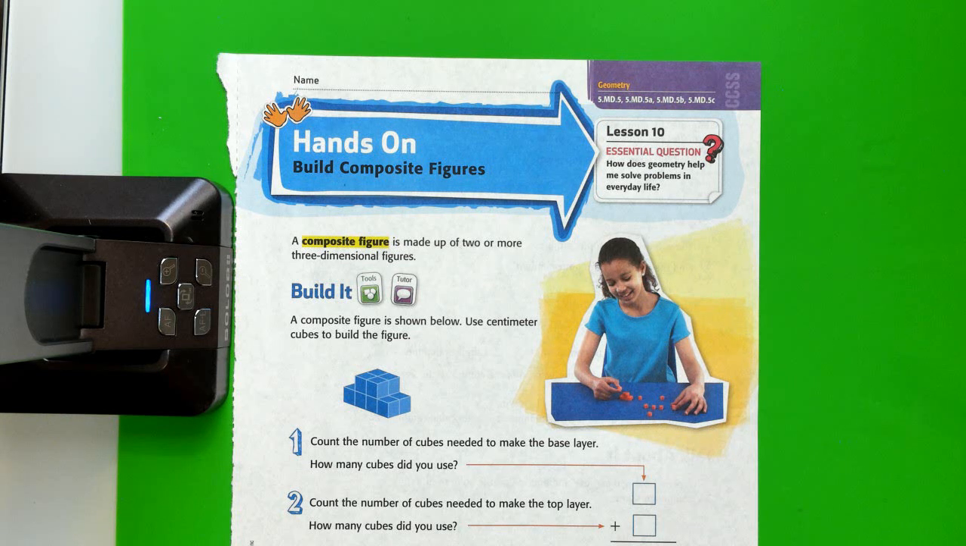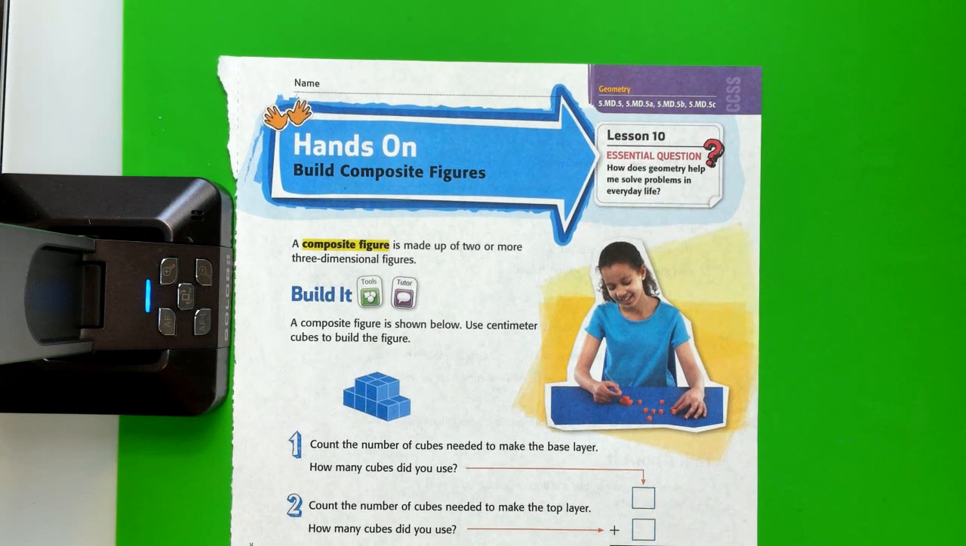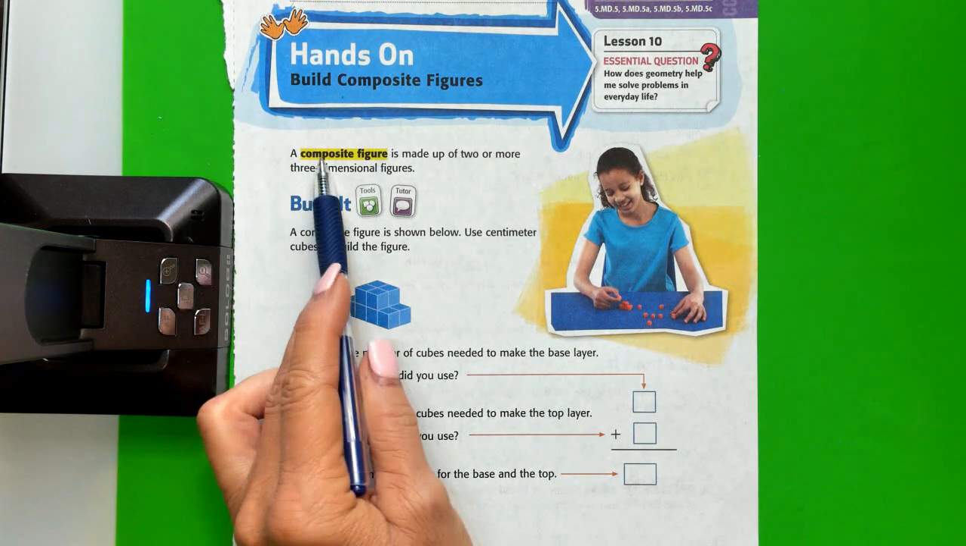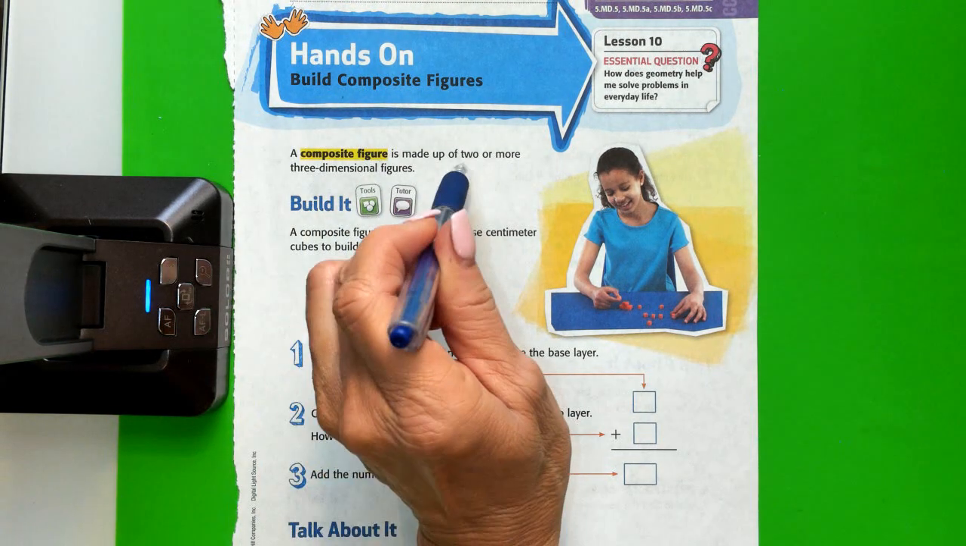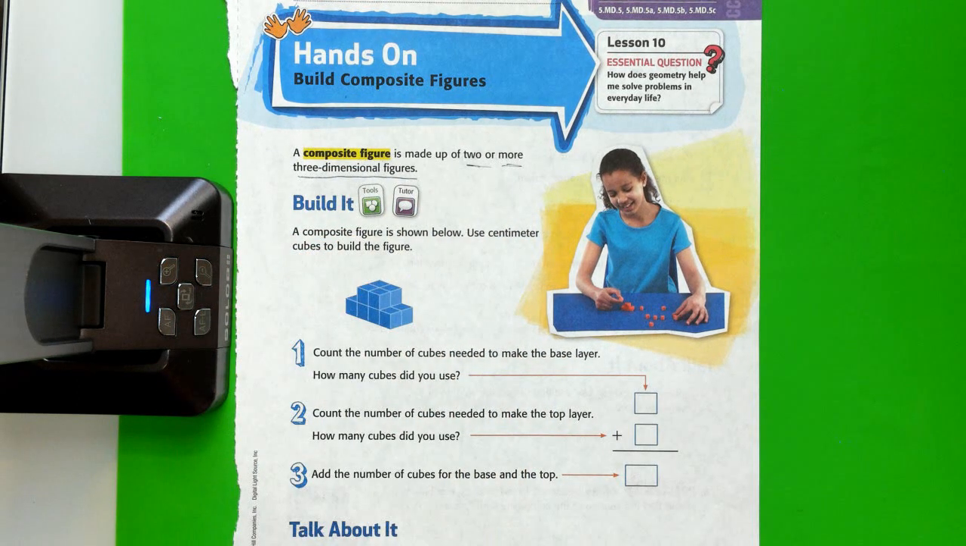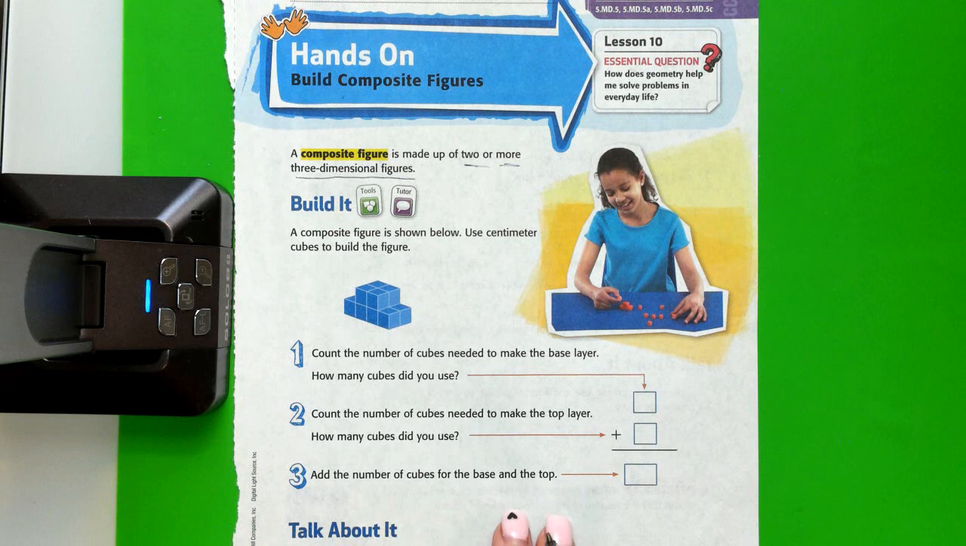We're going to tackle lesson 10 of chapter 12, another hands-on activity where we're building composite figures. I'm going to continue to use the tiles that really aren't cubes, but I'm going to pretend that they are. So, what is a composite figure? A composite figure is made up of two or more three-dimensional figures. Okay? So, two or more three-dimensional figures.